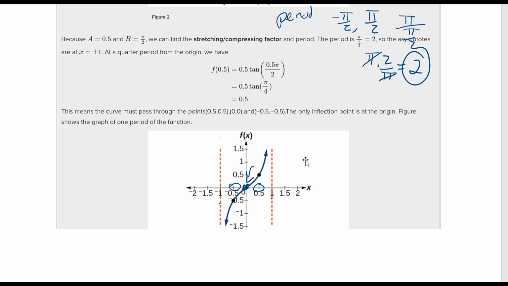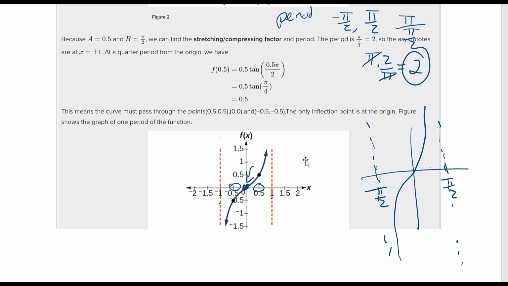Now I want to point out a couple things. If we were looking at, instead of it going from negative pi over 2 to pi over 2, we have an asymptote here, we have an asymptote here, and it comes up and does something like this. An important value to know, one that we should memorize for the class, is that halfway between 0 and pi over 2 is pi over 4, and halfway between 0 and negative pi over 2 is negative pi over 4. Tangent of pi over 4 is 1, and tangent of negative pi over 4 is negative 1.